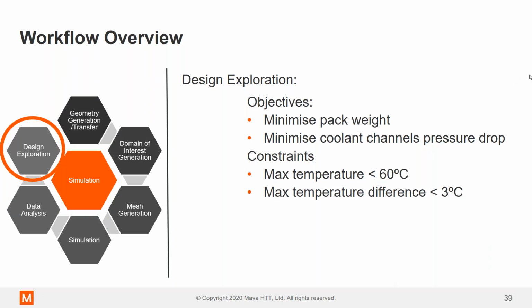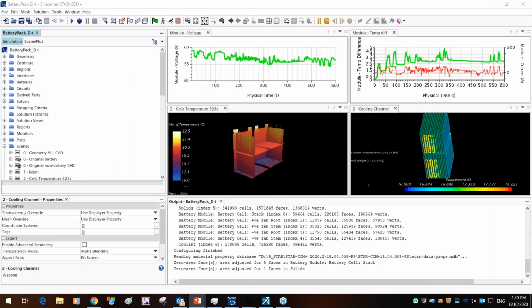In this given simulation, what we want to do in terms of objectives are two things: minimize the pack weight and minimize the coolant channel pressure drops. We also want to make sure the maximum temperature is less than 60 degrees, as well as the maximum temperature difference is less than 3 degrees Celsius. So let's just jump into the software and try to create the design manager project with these given objectives and constraints. So this is our given simulation.